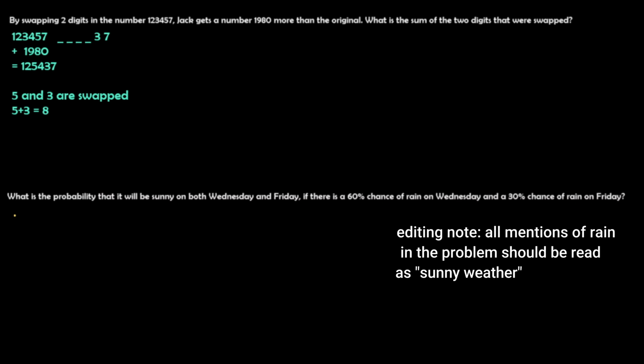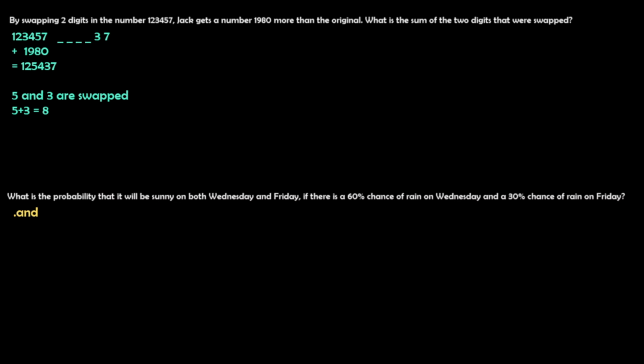What is the probability that it will be sunny on both Wednesday and Friday if there is a 60% chance of rain on Wednesday and a 30% chance of rain on Friday? So we see that it says that it will be sunny on both Wednesday and Friday. And both in probability means that we have to make both of the events occur. So we multiply probabilities.